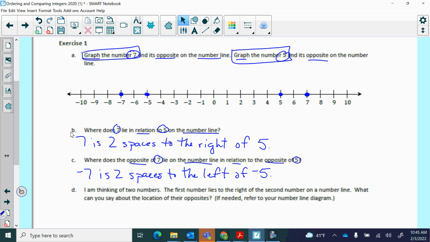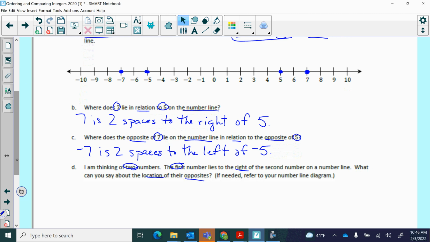Okay? So I'm thinking of 2 numbers. The first number lies to the right of the second number on the number line. What can you say about the location of their opposites? So my first number is to the right of the second number. What can I say about their opposites? I don't know, what do you think?